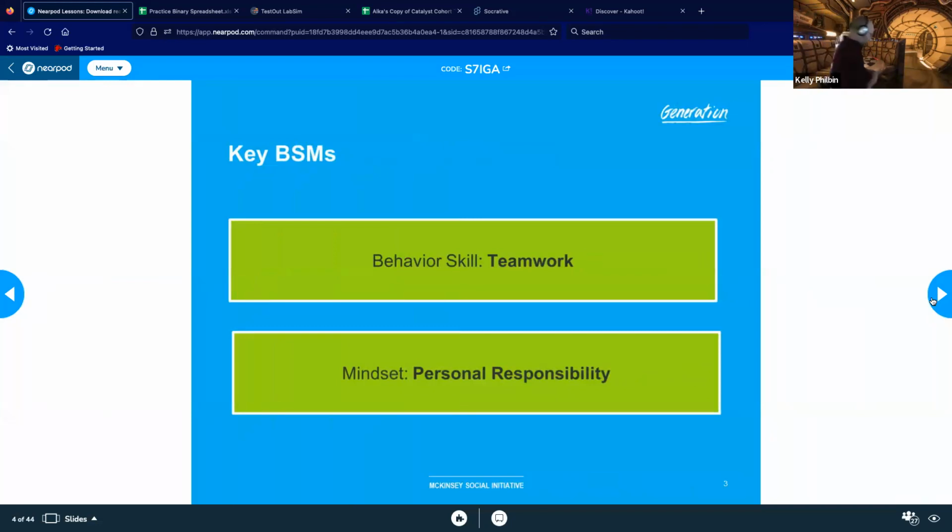All right, behavior skills and mindsets for this particular session. Going to be teamwork, as IT is a team sport. We will not all have the same strengths and skill sets. We need to rely upon each other, and it allows us to grow, develop, and cross-train as much as possible.